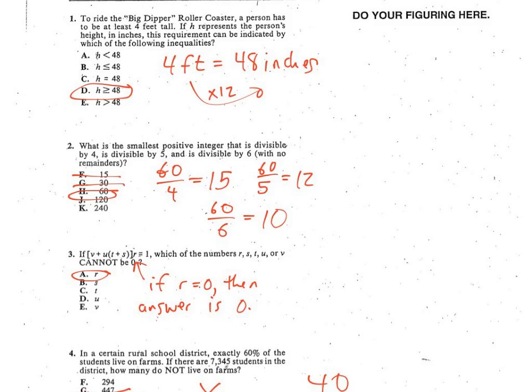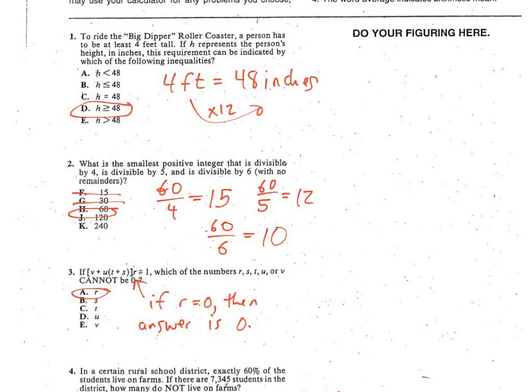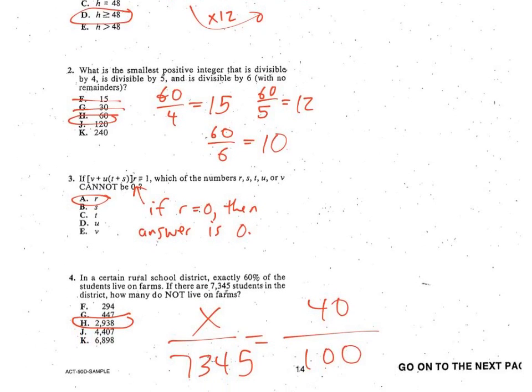Looking at number 3, trying to figure out which of those values cannot be 0. If you notice that all of those letters combined together, when you multiply it by r, you should get 1. Well, if I were to put 0 in for r, then regardless of what it says over here, when I multiply it times 0, I would get 0 for an answer. So that's why r cannot be 0, because then our answer would be 0.